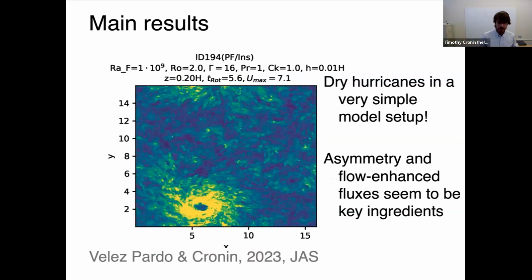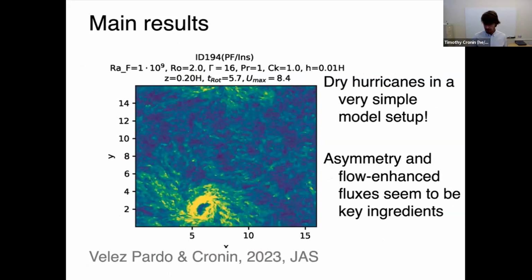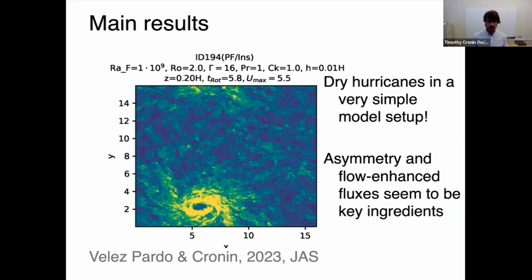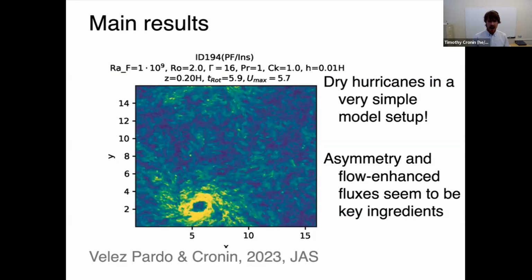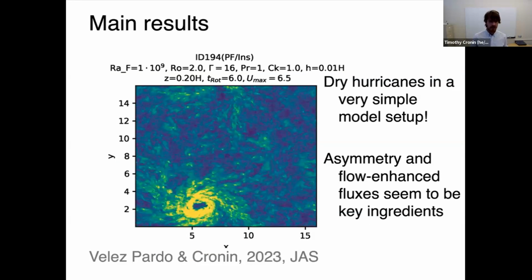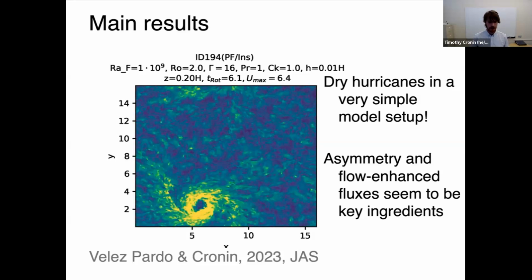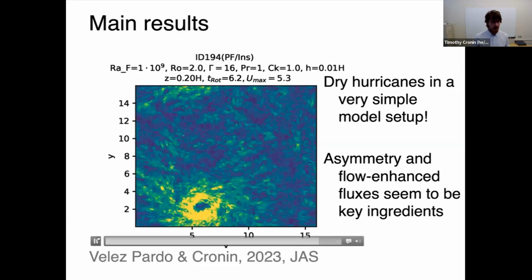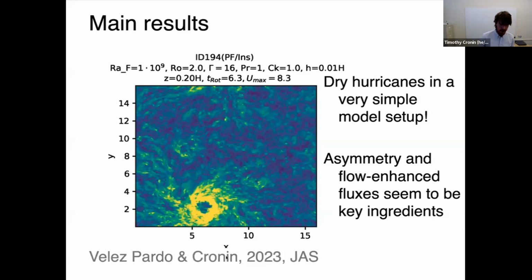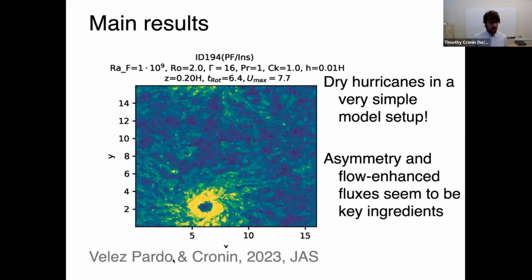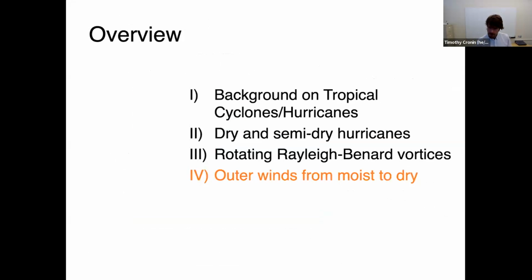The two key ingredients seem to be that the bottom and top boundaries be asymmetric in terms of their thermal boundary condition, and that the surface fluxes at the bottom need to be enhanced by the flow speeds there. And this was in a paper that a grad student of mine and I published earlier in the year in Journal of Atmospheric Science, Pardo and Cronin 2023. So I think I'm going to skip over this final section on the outer wind model. And if you're curious, you can look at the GRL paper on it, Cronin 2023, that I'll have in the conclusions.